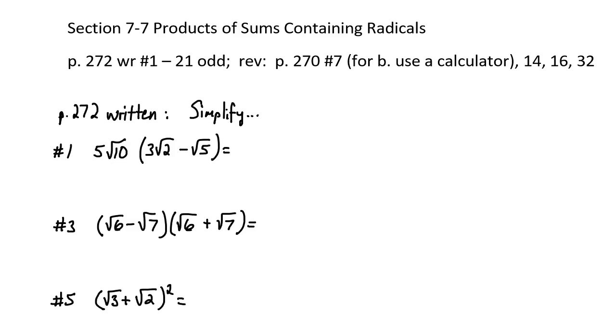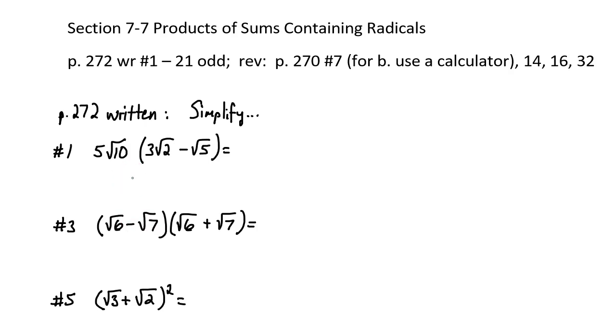Here are the answers for the section 7-7 homework assignment. On page 272, we're asked to simplify. These problems are distributive property or FOIL, or if you look at number 5, notice you're squaring a binomial. These are all math skills that we've done this year. It's just the difference is we have radicals.